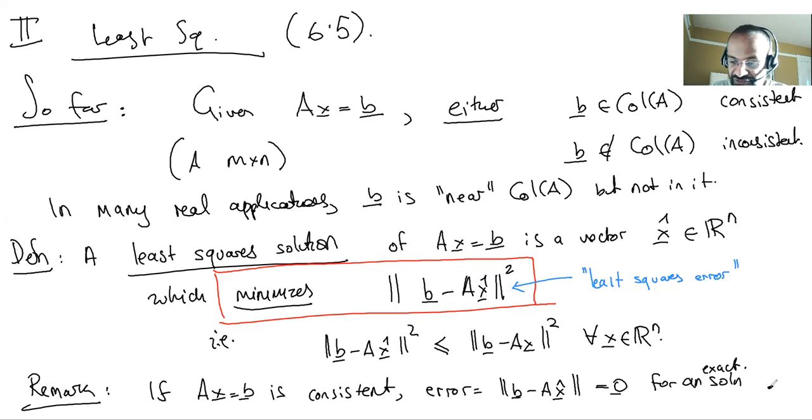So that's the definition of a least squares solution. It's a new solution concept, okay? It's like the best you can do without maybe necessarily exactly solving the equations, but it's the best you can do in a particular sense. Any questions about the definition?